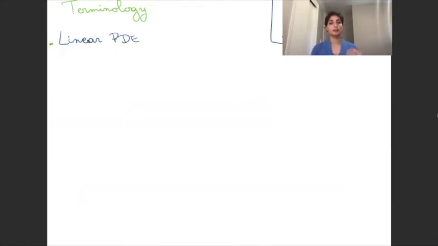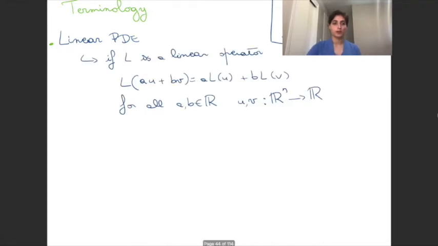So let's look a little bit more into terminology. The first thing we're going to be looking at is the difference between a linear PDE and a non-linear PDE. A PDE is linear if the associated differential operator is a linear operator. We have already seen what it means to be a linear operator. When you apply it to a sum of two things, it's the same as applying it to the first thing plus the second thing. And if you apply it to a constant times u, it is the same as taking the constant times L applied to u, for any value of the constant and for any u.